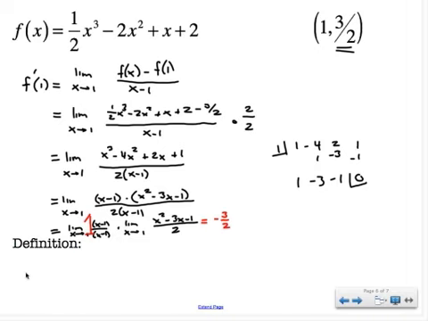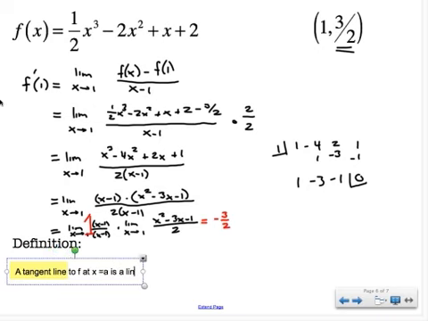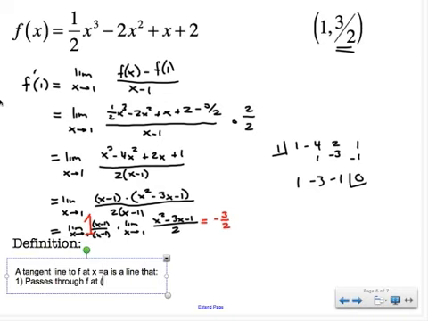But first let's come up with a definition. So a tangent line, here we go again using words in multiple contexts. We had a secant line, now we have a tangent line. Okay, a tangent line to a function f at x equals a is a line that does 2 things. Number 1, it passes through the point a comma f of a.